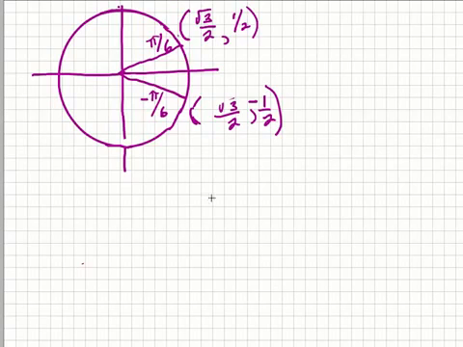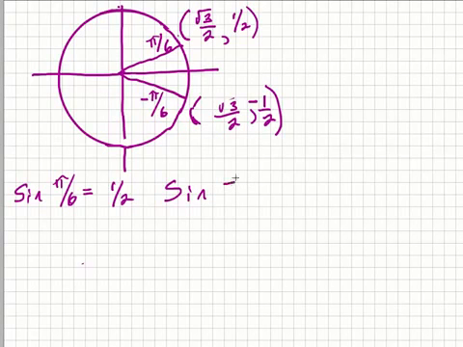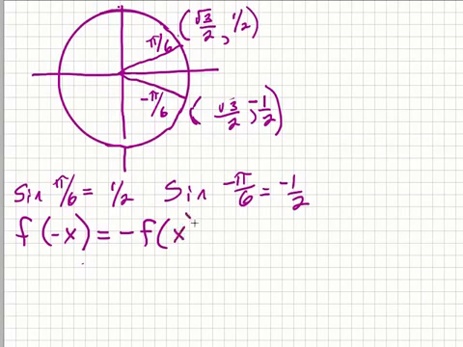Let's consider some more aspects of the trig functions. Looking at sine of pi over 6 and negative pi over 6, we see that sine of pi over 6 is 1/2, and sine of negative pi over 6 is negative 1/2. This is what we call an odd function, not because we think it's strange, but because a function is odd if by changing the sign of the input, it gives us the same numeric value for the output, only the opposite sign.